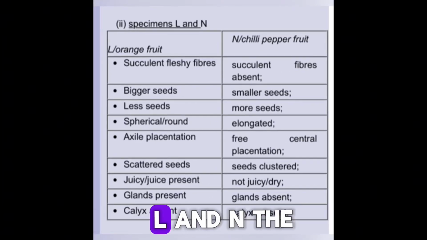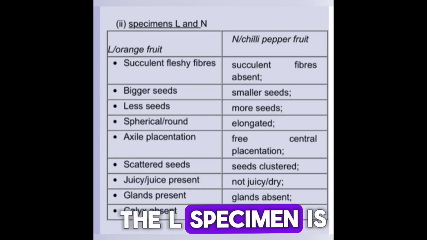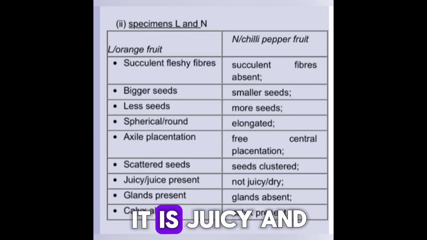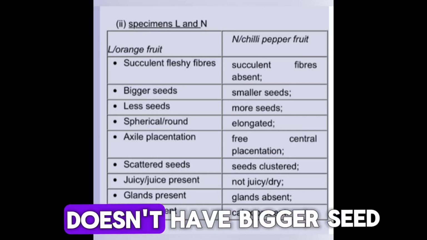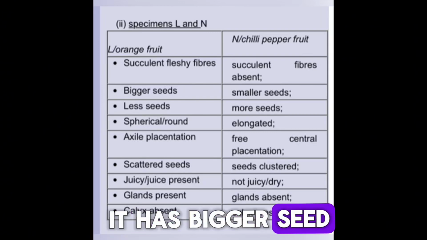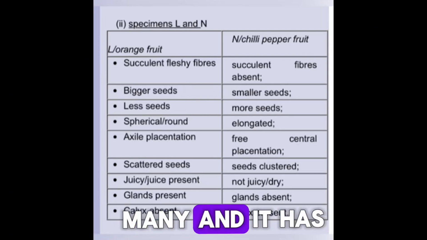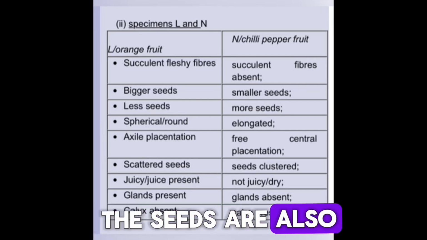Now, moving to L and N, the same thing. What we observed in the L specimen is that it has succulent fleshy fibers. It is juicy, and the glands are present. It has fewer seeds, but bigger seeds, which means the seeds are big but not many. And it has axile placentation. The seeds are also scattered.